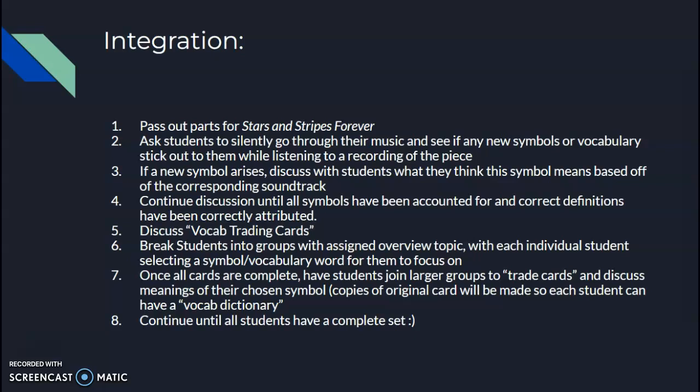After all of the cards are complete, I would have students join into larger groups to trade their cards, and then discuss meanings of their chosen symbol. It will be noted that copies of the original card will be made so students have many to pass out. This will continue until all students have a complete set.